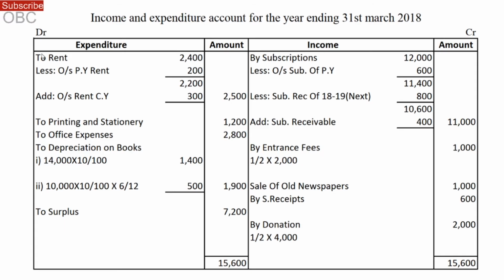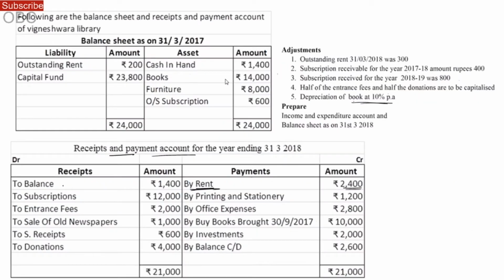Rent, take this by rent as a to rent 2,400 in the inner column because we have an adjustment as well as last year's balance sheet outstanding. So in last year's balance sheet outstanding they have 200 rupees. So that 200 rupees should be subtracted from 2,400.